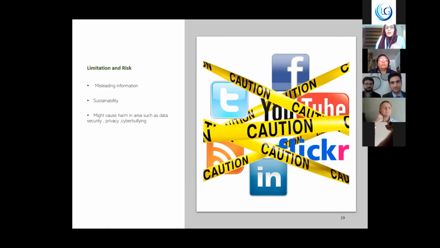The other harm might be related to the user, because social media is not 100% secure. There is no privacy, and cyberbullying happens frequently on platforms where there is a discussion group or where group participation is required. So we need to have a look and be careful about all these risks and limitations.